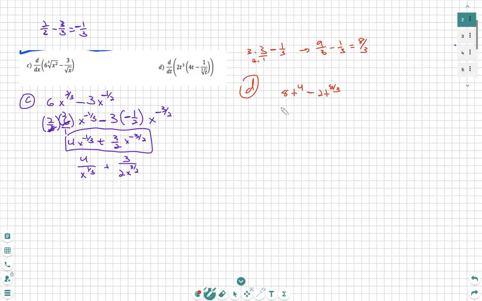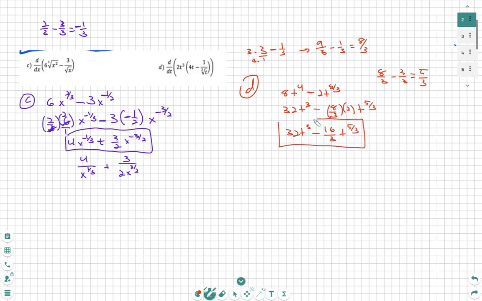Then we can just easily take the derivative. 32 t cubed minus 8 over 3 times 2 t. Then 8 over 3 minus 1, which is 3 over 3, would be 5 over 3. So t to the 5 over 3. Clean it up. Minus 16 over 3 times t to the 5 over 3. And those are the derivatives of those power rules.